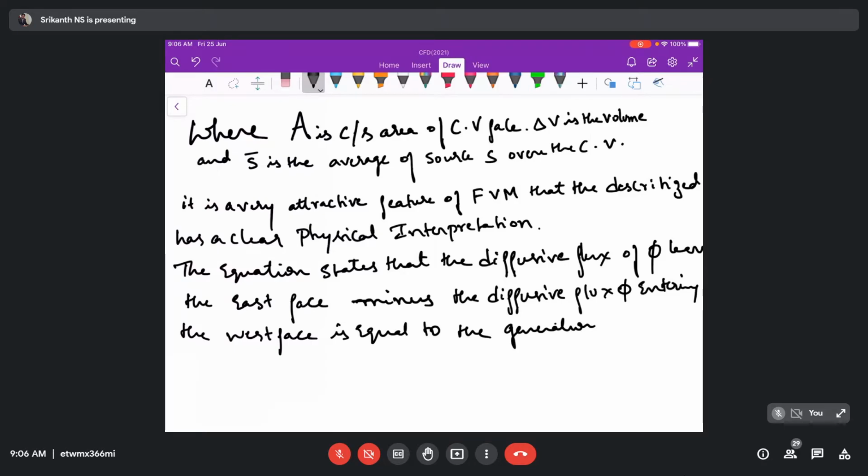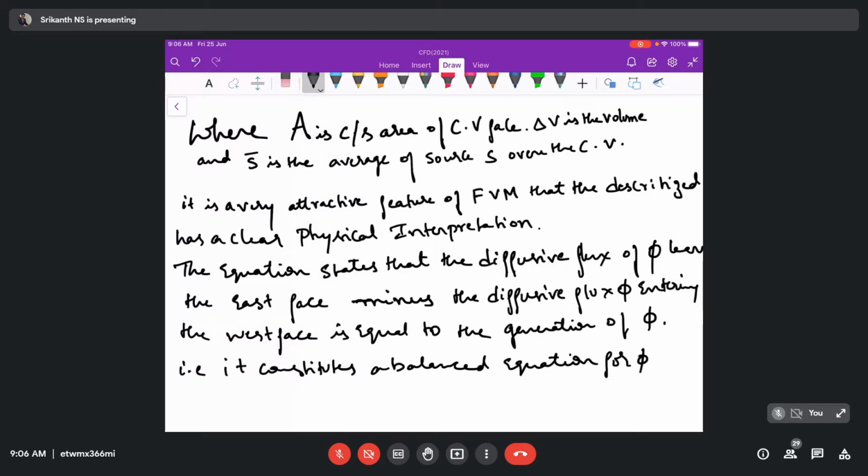That means the source term is there, na? Generation of phi. That means it constitutes a balanced equation for phi over the control volume. Please understand this.